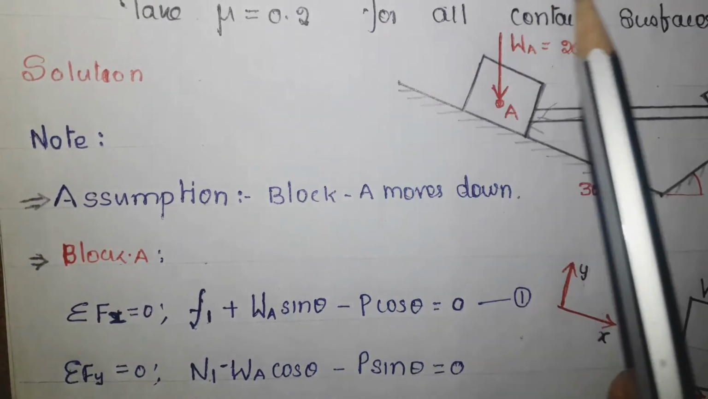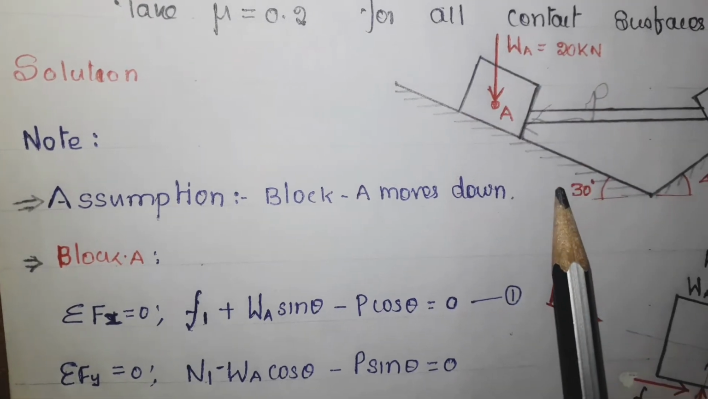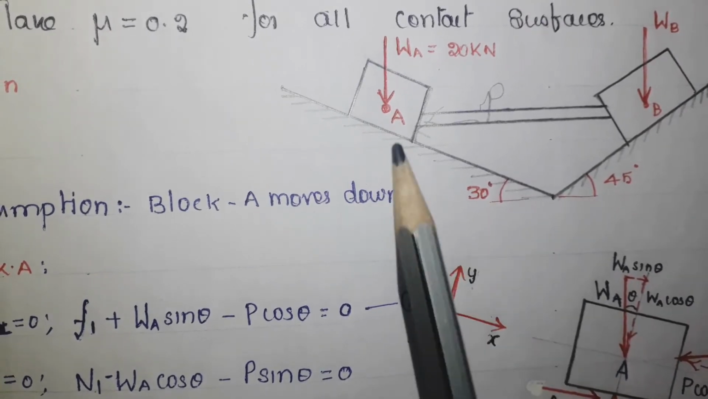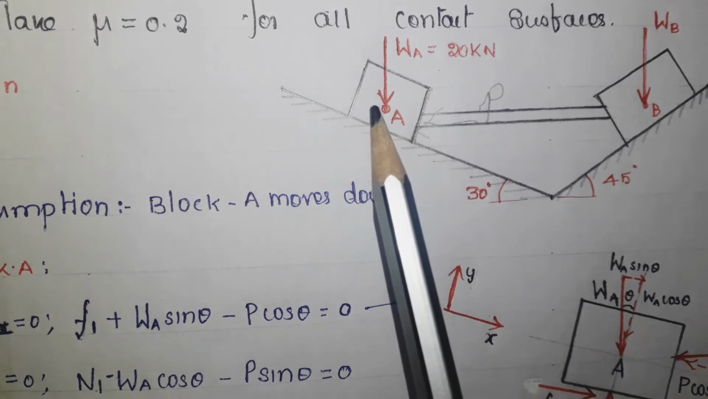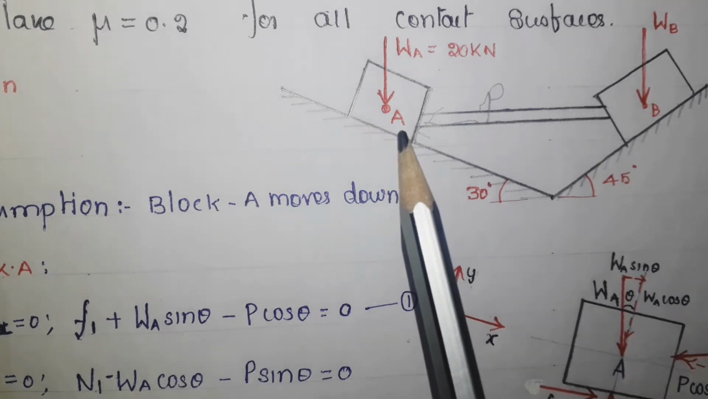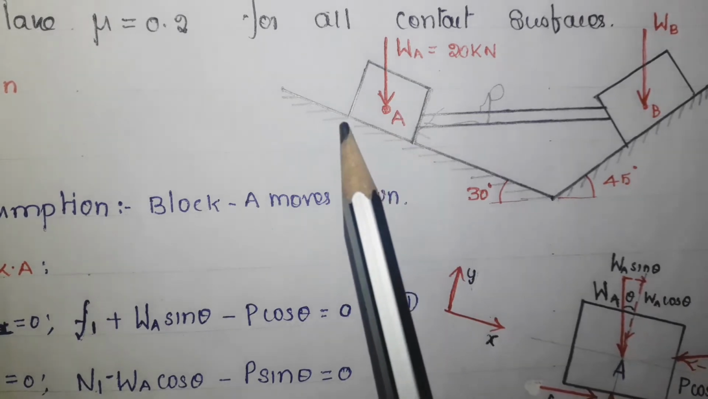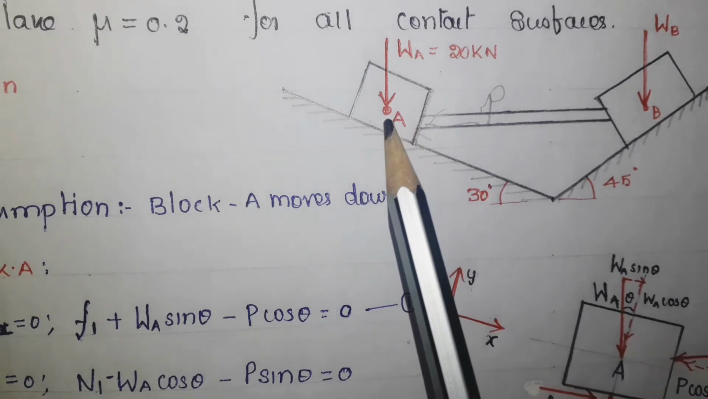Once we understand the given problem, the next step is to draw the free body diagram. Now let us go and draw the free body diagram. This is the given problem. Let me take the object A first. This is the body I am going to separate. When I separate this body, I have to consider all the associated forces acting in the system. Very important thing.